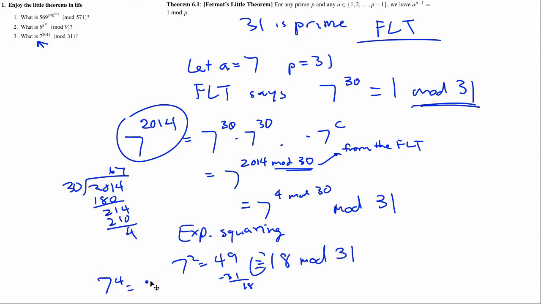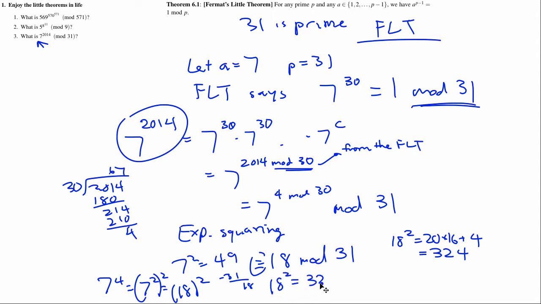In order to get 7 to the 4th, it's just 7 squared, which is 18 squared. Now 18 squared equals 20 times 16 plus 4. And this is 324. So this will give us 18 squared is 324, which is congruent to, now you can just pick 310, right, to subtract. This will give us 14 mod 31. And this 310 I derived by inspection. It's the closest 31 multiple to 324. So this is our answer here.